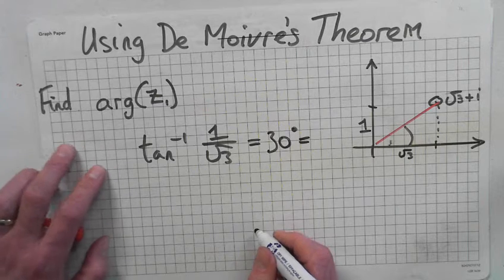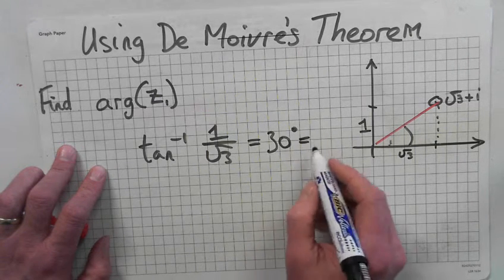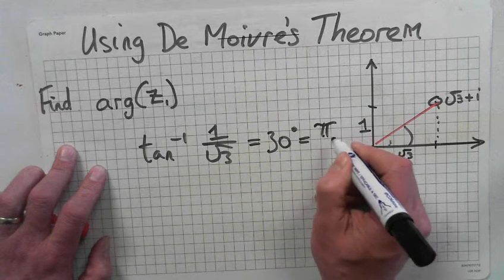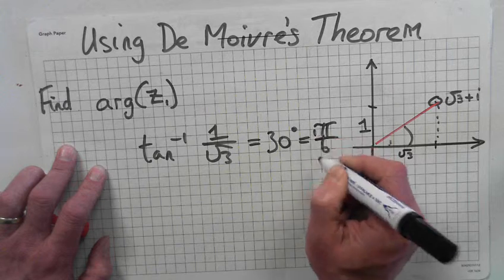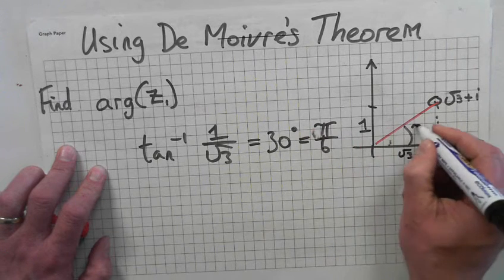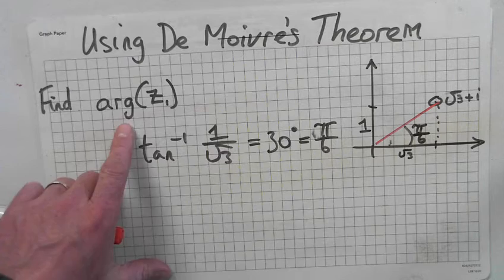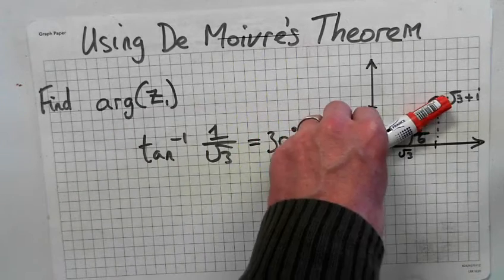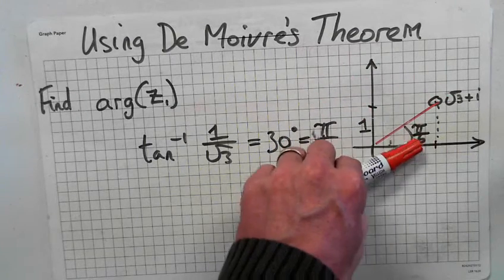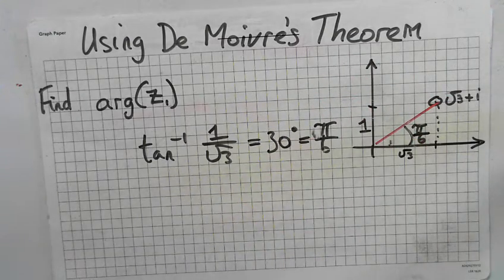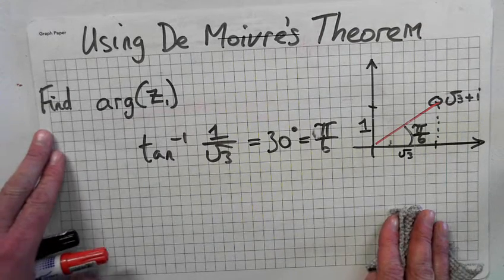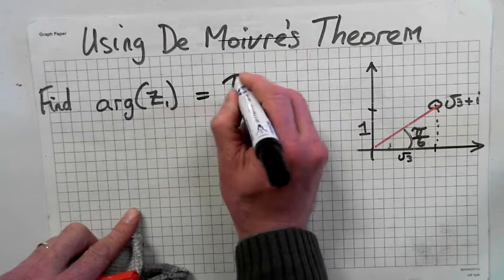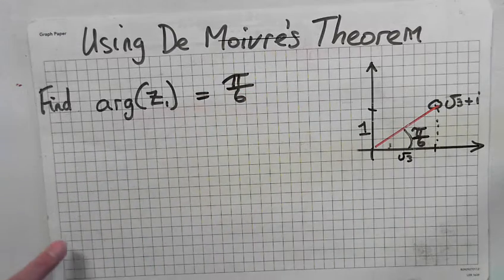30 degrees, what fraction is 30 of 180? 30 over 180 is 1/6. So pi over 6. The argument means what is that angle? And remember, if this angle was swung out here, you have to get the full angle going the whole way around. That's what the argument means. The argument is equal to pi over 6.